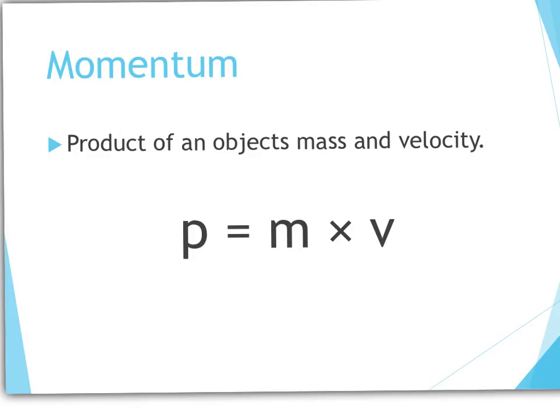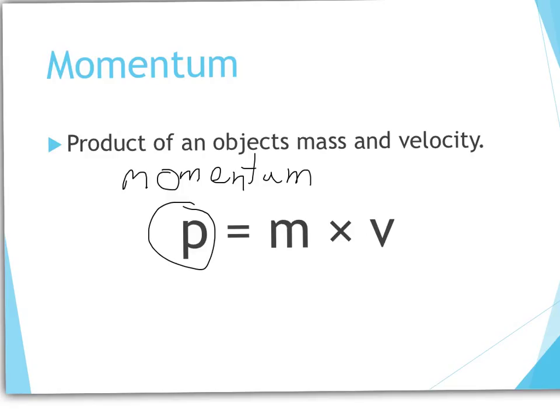Alright, so momentum. Basically, there's no fancy way of putting it. Momentum is just the product of the mass and velocity of an object. Now there's the equation there: P equals m times v. If you're wondering what in the world P is, P stands for momentum. They had to choose something other than m because m already stands for mass.